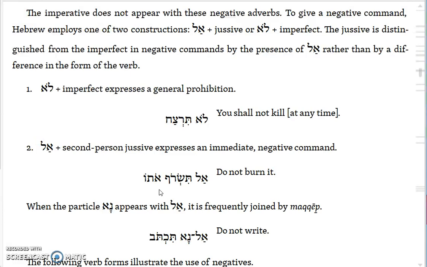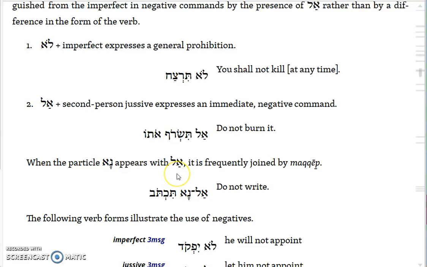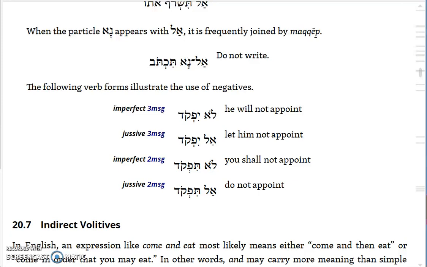Now that said, the two commands overlap, and there's not as strong a distinction as this rule might suggest in my experience. But nonetheless, where there is a distinction, lo is the stronger negation. Now, when the particle na appears with al, it's frequently joined by a makef, al na tiktov, do not write. And again, the na is adding a little emphasis. Oh, do not write. That would be another way you might bring that out. Well, we'll continue this on the next video.